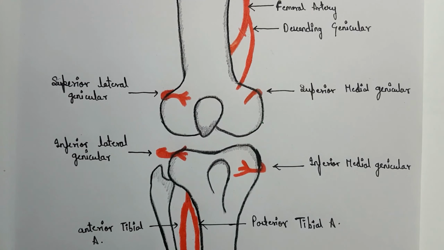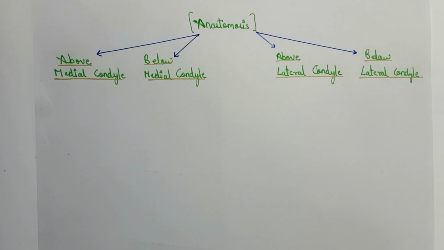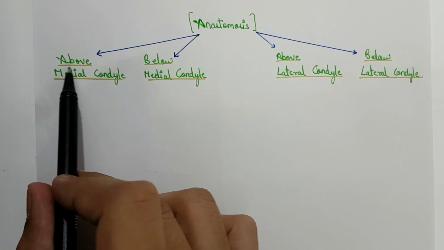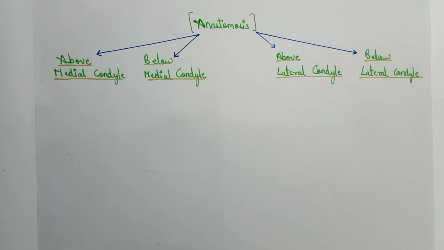Here, you could see the impressions in the interosseous membrane of the arteries, that is the anterior tibial artery and the posterior tibial artery. Though they are present in the posterior aspect, these are also involved in the anastomosis, so I have represented them in the interosseous membrane. Now let us start the anastomosis going above the medial condyle.